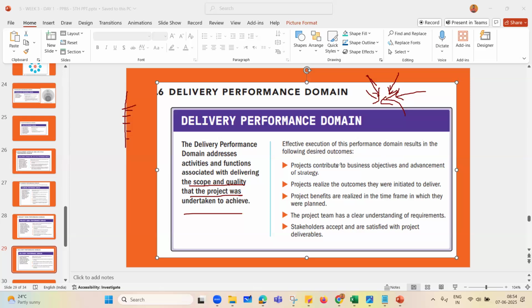Now let's read further what it says. Effective execution of this performance domain results in the following desired outcomes. And what are these desired outcomes? Projects contribute to business objectives and advancement of the strategy. I'm not very much worried about the advancement of the strategy, but ultimately it will come into the picture if you are fulfilling the business objective with a high quality standard.